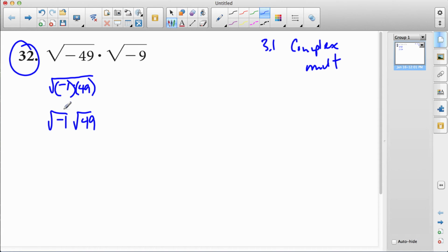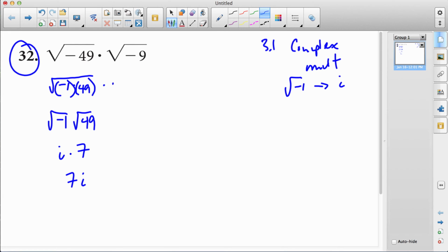Now, in our textbook, we said anywhere you see the square root of -1, you can make that into an i. They're the same thing. So I'm going to make this into an i, and the square root of 49 I'll make a 7. So really, the square root of -49 becomes i times 7, or typically we rewrite it the other way.